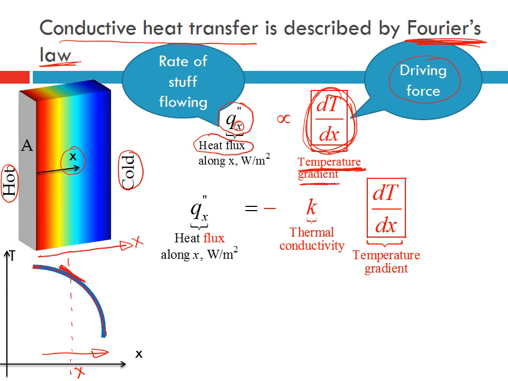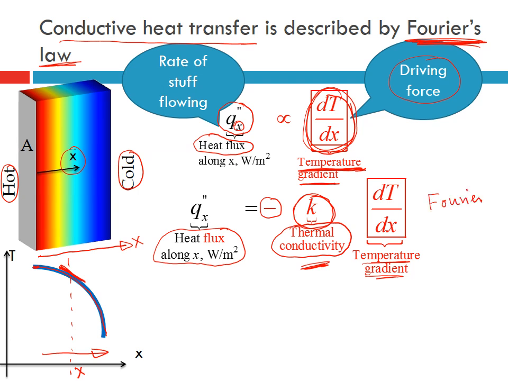The proportionality constant can be written in terms of an equality, and then we get the proportionality constant as k. It is this k, the proportionality constant, that we will be calling thermal conductivity. Now, the reason we have a negative sign, we are going to explain that in a moment. But for now, heat flux is equal to thermal conductivity times temperature gradient. Again, this is Fourier's law.